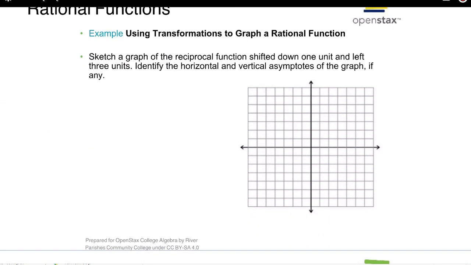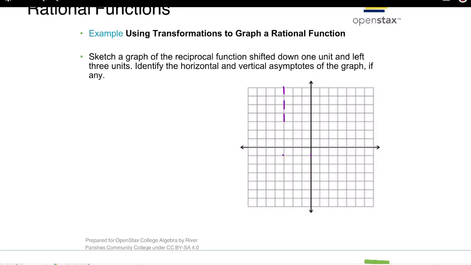Okay, so let's look at an example. It says, sketch a graph of a reciprocal function shifted down 1 unit and left 3 units. Determine the horizontal and vertical asymptotes. So normally we have asymptotes at y equals 0 and x equals 0. So starting at the origin, if we shift down 1, so we're going to go down 1 and left 3. Okay, so down 1 and left 3.